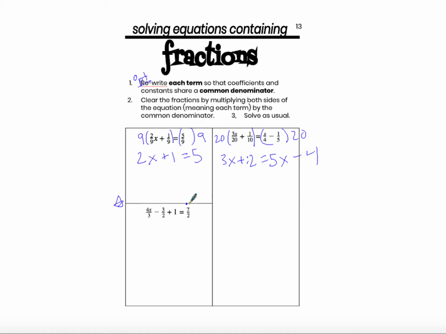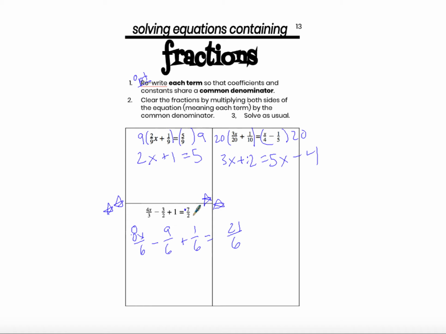Okay, this problem right here is the one that you're really going to need to pay attention to when you have a whole number. So in general, students get really good at rewriting this with, in this case, a common denominator of 6. So times 2 times 2, I'm going to have 8x over 6 minus 9 over 6, times 3, 21 over 6. And then students just don't know what to do with that whole number.